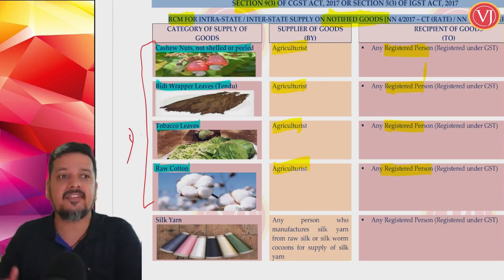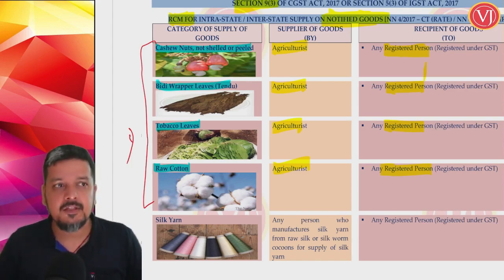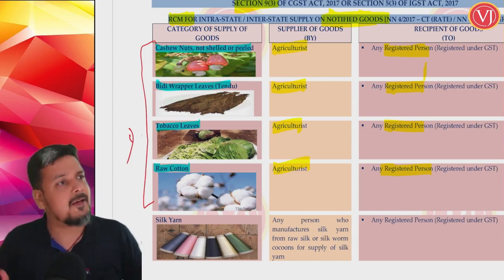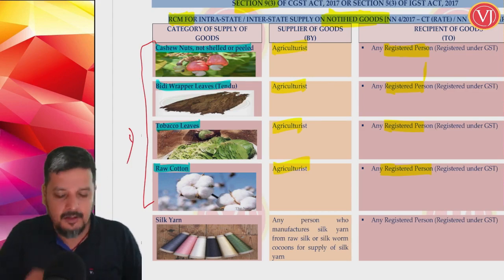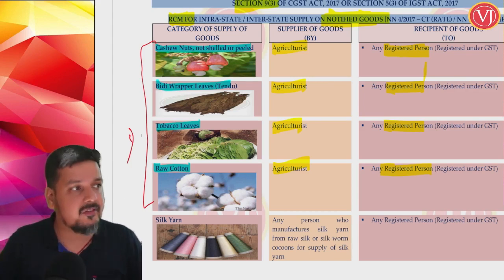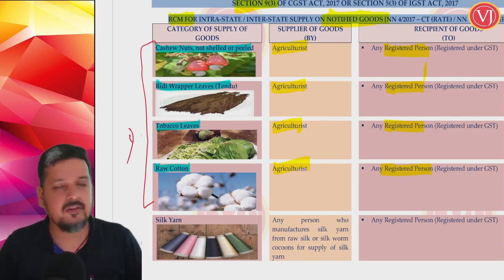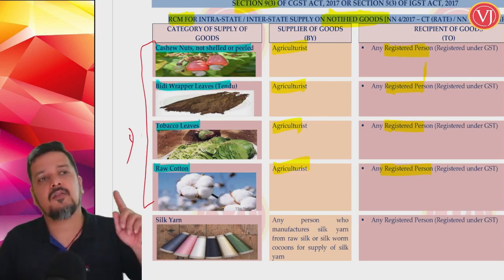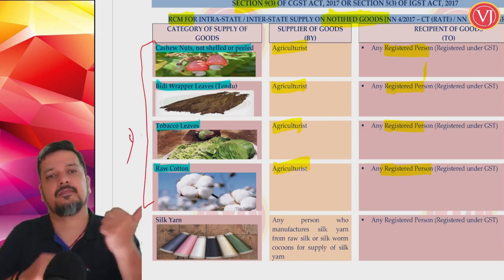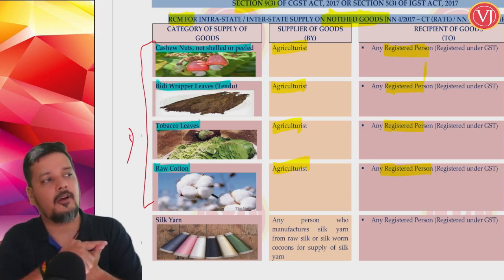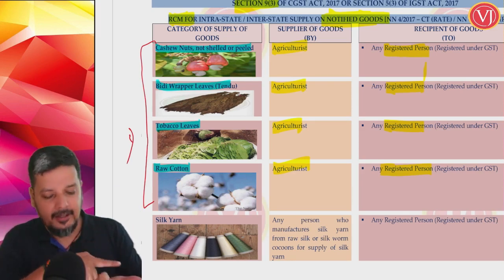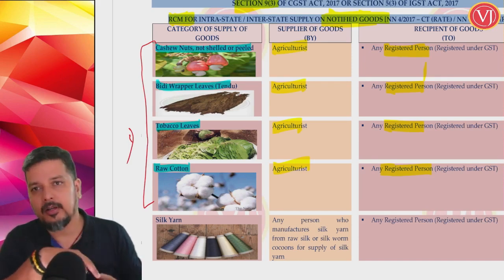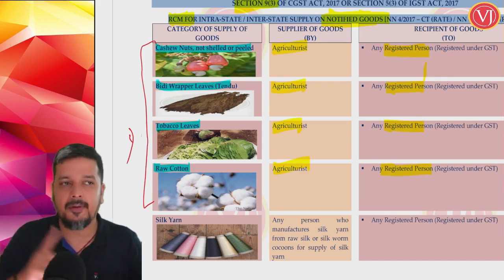When we see other points, we will understand it. Because if it is not RCM, by default it is FCM. In the normal case, if the recipient is not paying it, the supplier has to pay it. But that is not true in this case because we are talking about agriculturists. So what are the 4 cases of agriculturist? Cashew nuts, not shelled or peeled, BD wrapper leaves, tendu, tobacco leaves and raw cotton. Supplier, agriculturist, will not pay, but the recipient will pay.